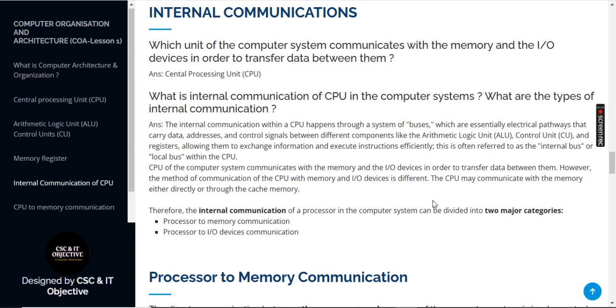The CPU of the computer system communicates with the memory and input-output devices in order to transfer data between them. However, the method of communication of the CPU with memory and input-output devices is different. The CPU may communicate with the memory either directly or through the cache memory. Therefore, the internal communication of a processor in the computer system can be divided into two major categories. First is processor to memory communication and processor to input-output device communication.